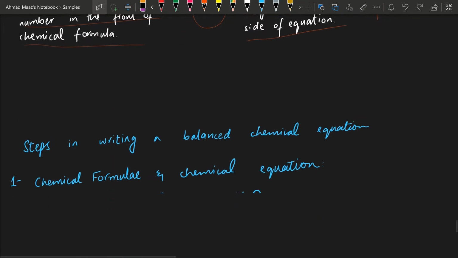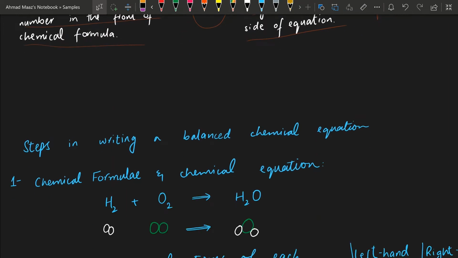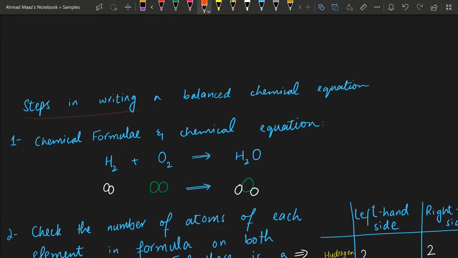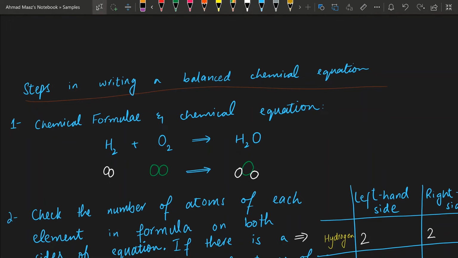So how do we balance this? What are the steps in balancing a chemical equation? Please have a look. Steps in writing a balanced chemical equation. Number one, chemical formula and chemical equation. You need to write down the chemical equation. You cannot balance the word equation. So from a word equation, you will write down a chemical equation, which is this: hydrogen plus oxygen, they react to form water.